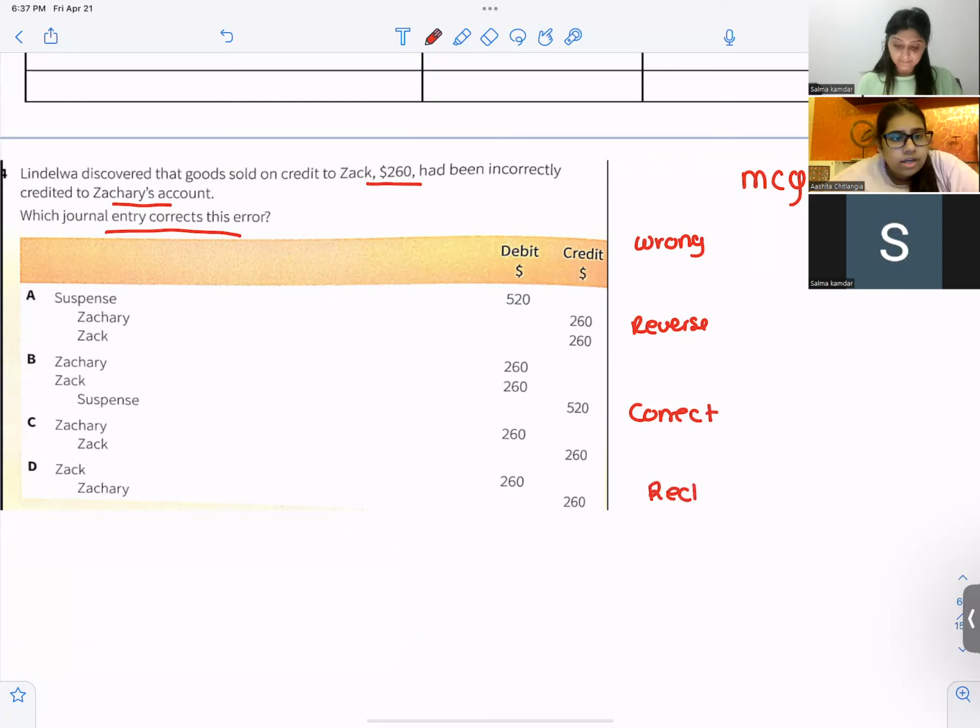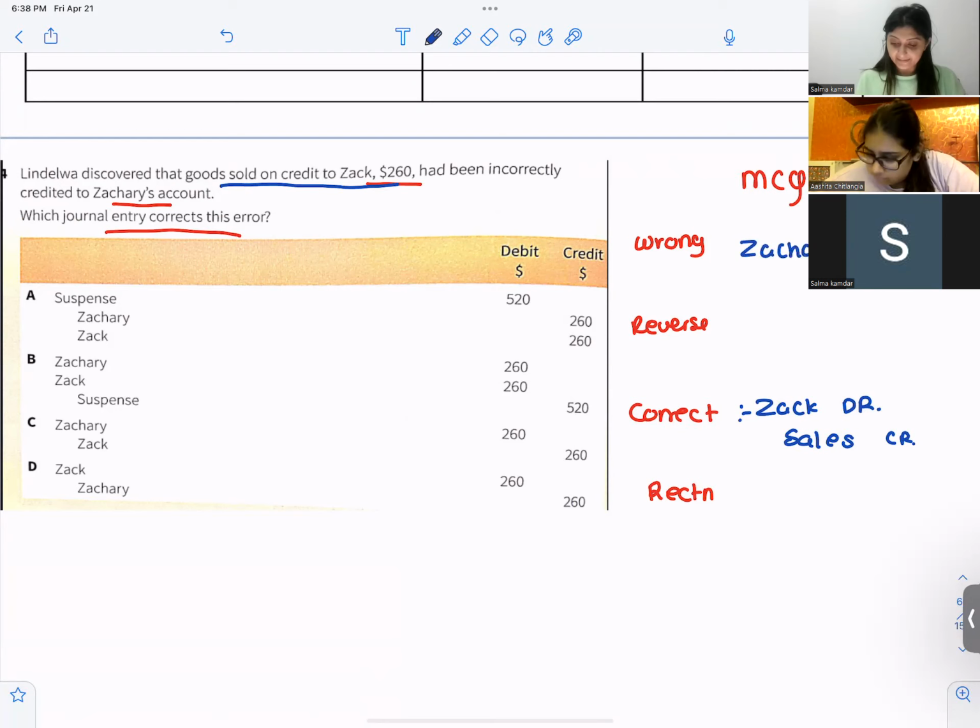So the correct entry is, goods sold on credit to Zach. So what is the correct entry? Zach is debited and sales is credited. What did you do? You credited Zachary's account. That means you did nothing wrong in the sales, right? So I don't have to do anything. I'm going to reverse it.